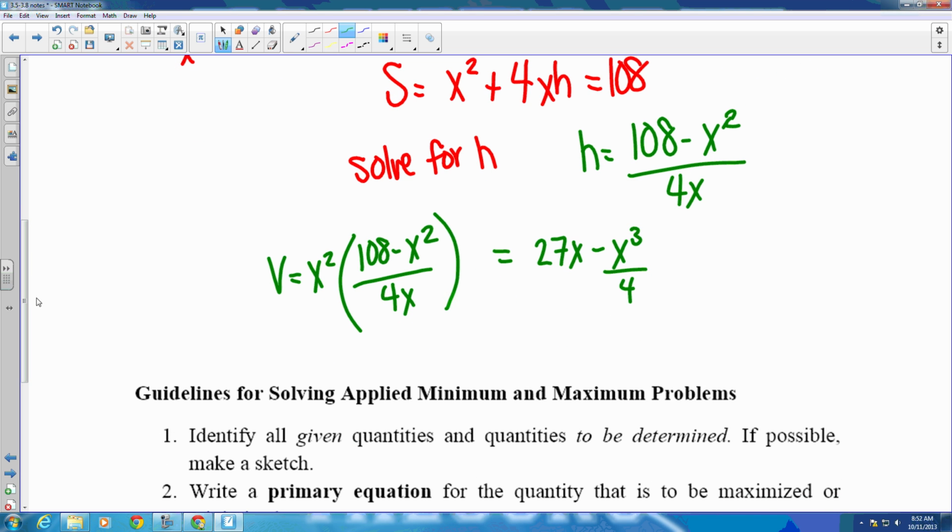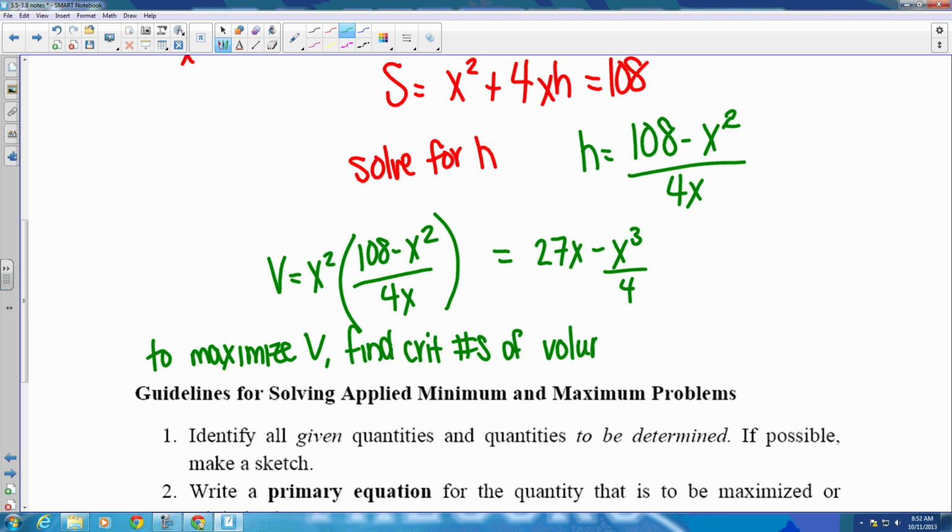So to maximize the volume, we need to find the critical numbers. That's always what we need to do. That helps us find the max or mins of volume. So when we take the derivative of volume, it's going to be dV/dx, because we're in terms of x's for the sides. dV/dx equals (27 minus 3x squared) over 4. That's going to be equal to 0 to find those critical points.